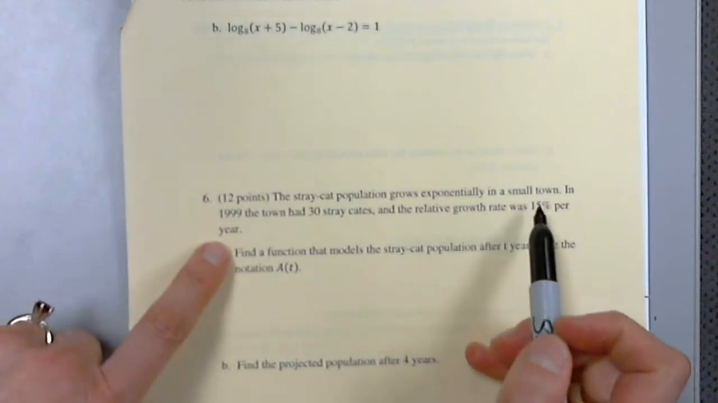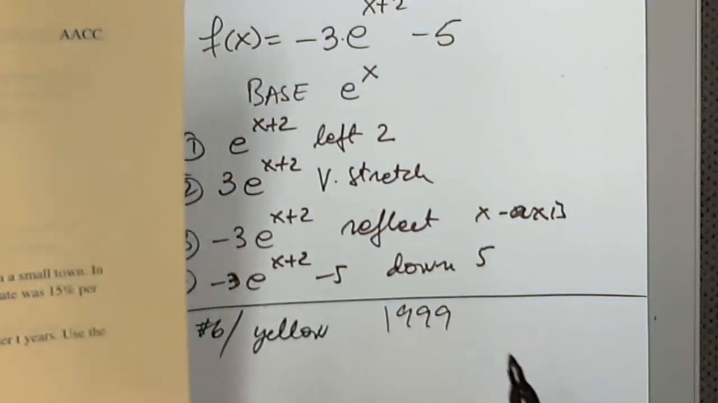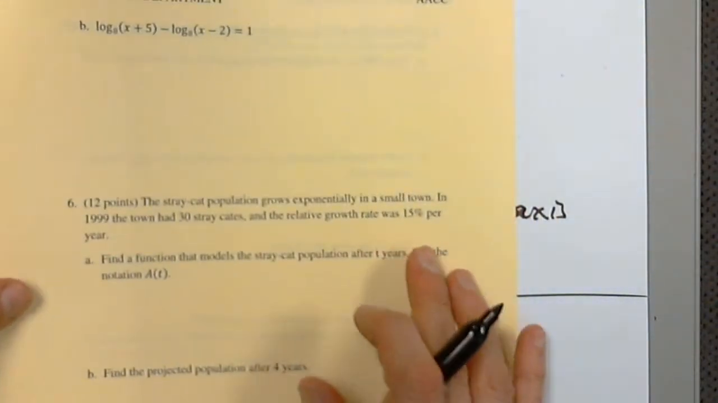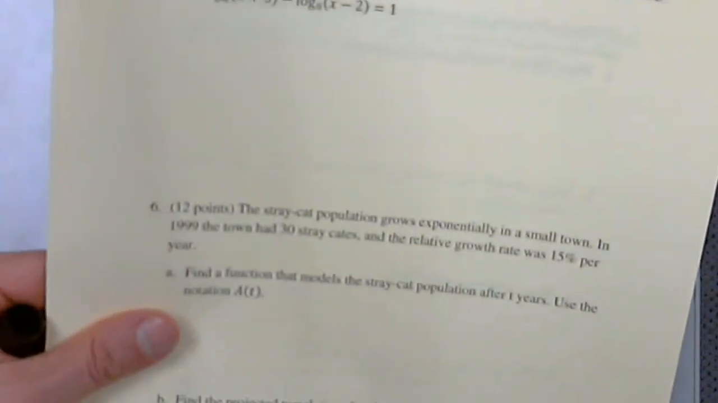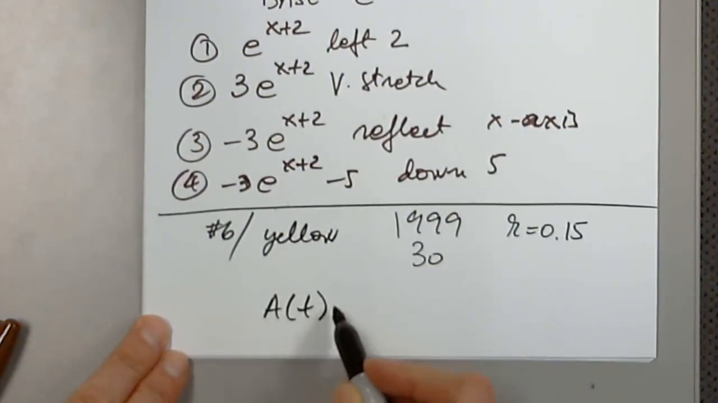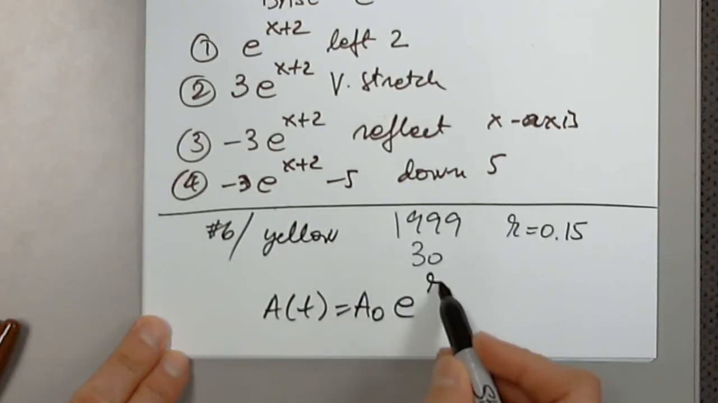So it grows exponentially in a small town. In 1999, the town had 30, and the relative growth rate was 15% per year. Find a function that models the stray cat population after t years. Use the notation A of t. Okay, in that case, A of t equals A0 e to the rt.